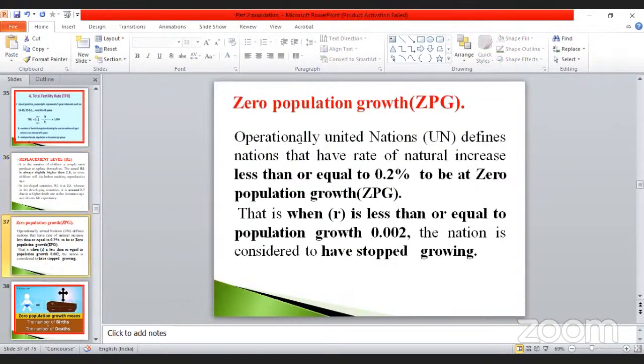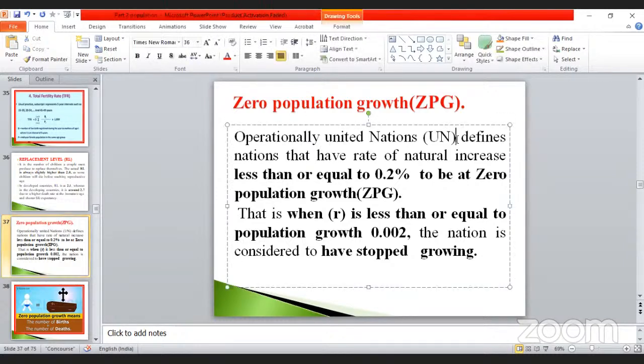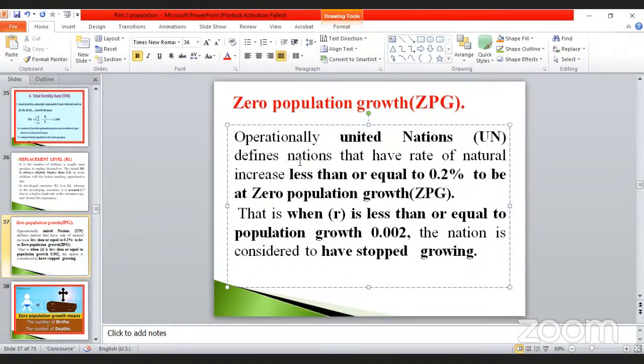This is another one: zero population growth. Sometimes they may ask the question, what is meant by zero population growth? Each and every country has its own statistical calculation, simply called ZPG. Operationally, the United Nations, always take this as an example, defines nations that have a rate of natural increase less than or equal to 0.2% as zero population growth.